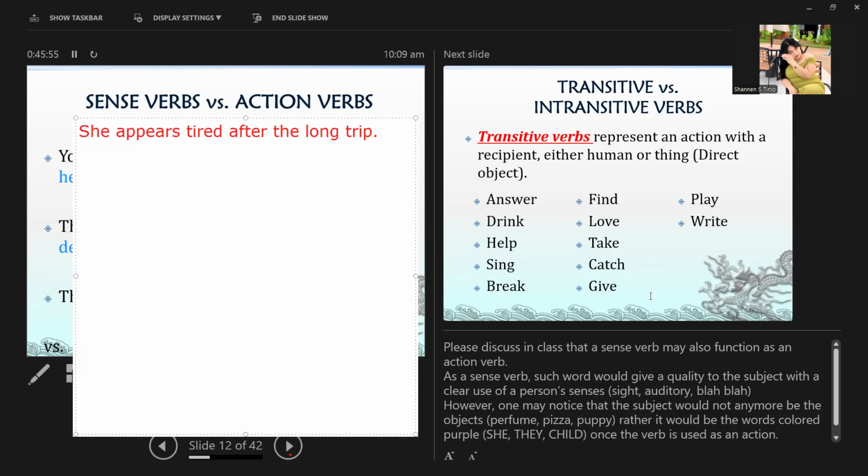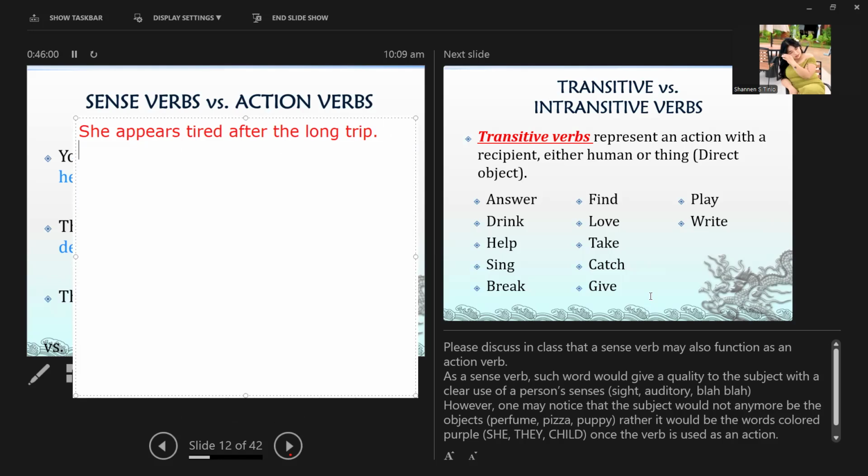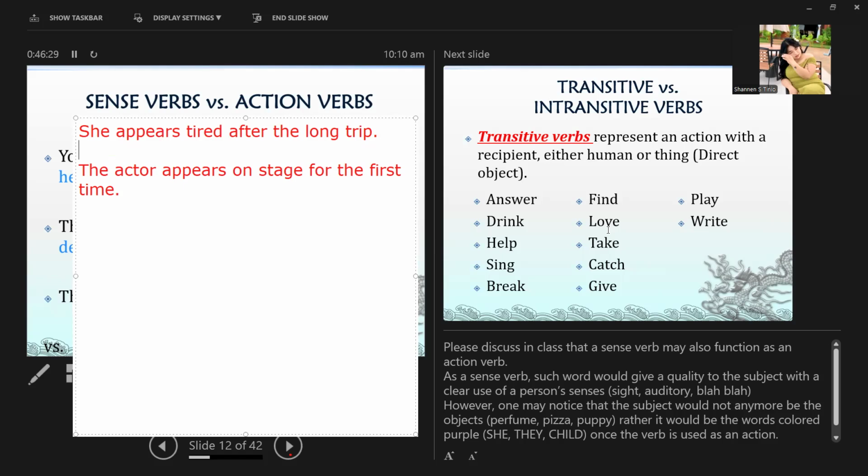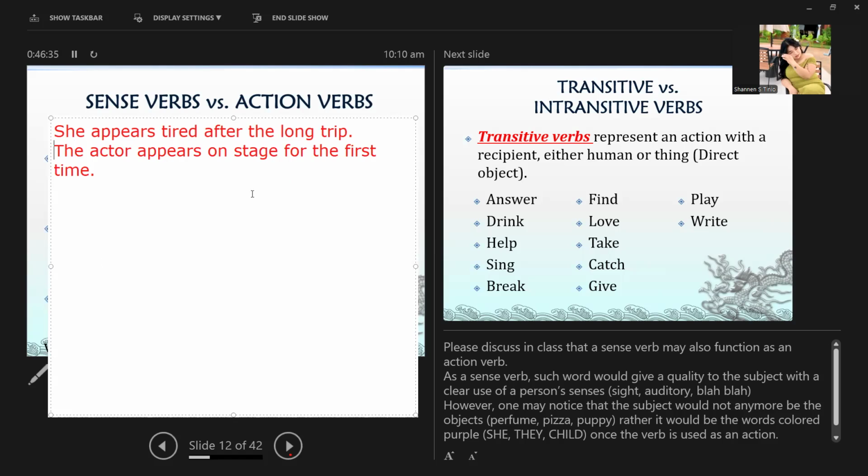Another example is: the actor appears on stage for the first time. So on the second example, is it used as an action or a sense verb? Nalilito ba rin kayo?